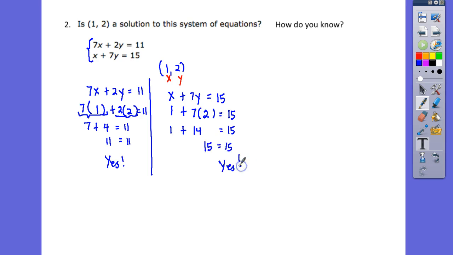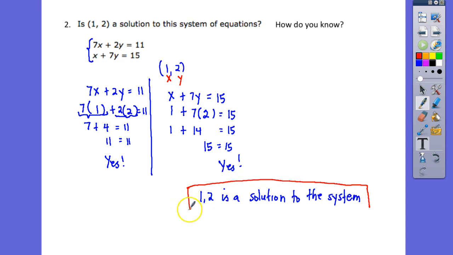That's another yes. So yes, 1 comma 2 is a solution to the system. Because again, it's a solution because when you plug it in, it worked. All right, the next one.